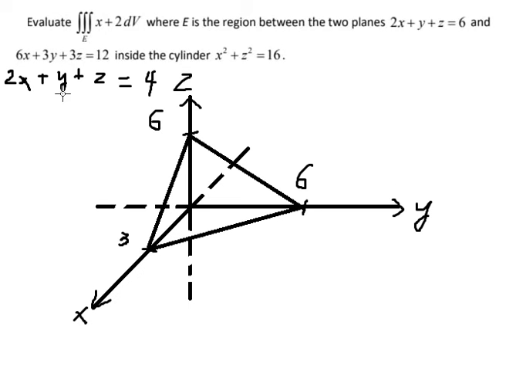Now the next one, when y and z equal to 0, we can find x equal to 2. So 2 should be in here. Now when x and z equal to 0, y is 4 somewhere in here. And 4 in here. So we connect the 3 points together because they are parallel in here.